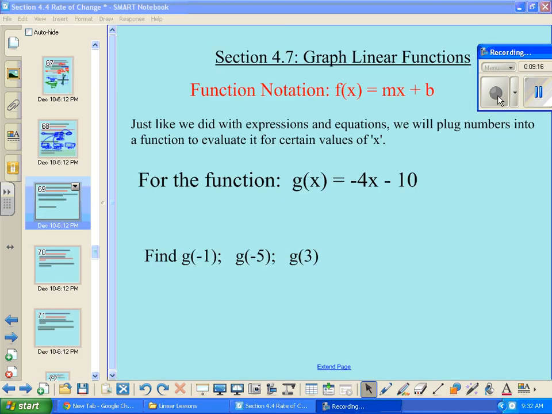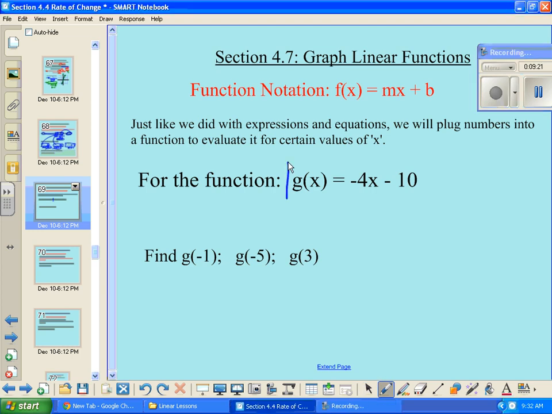So just kind of re-emphasizing what we were doing on that previous page. Here's another function. Again, functions can have different names. This one is g of x. For the function g of x equals negative 4x minus 10. Again, any letter could be in the front there, but that's just the name of the function.